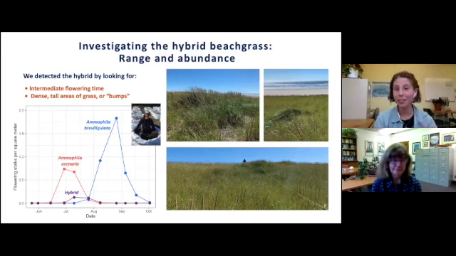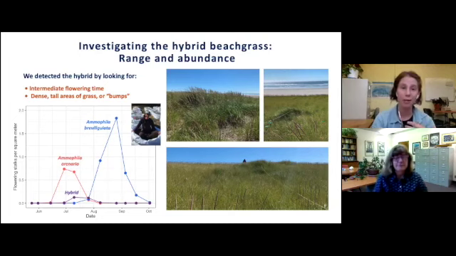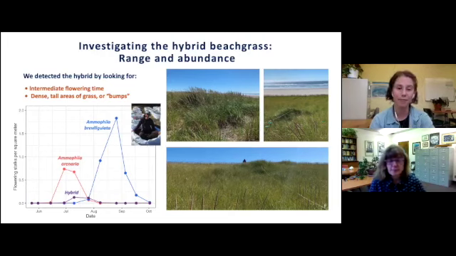The second thing we learned to look for on the dunes for the hybrid was these bumps or tall, dense patches of grass, which often turned out to be the hybrid, although it wasn't always foolproof. Sometimes Ammophila arenaria tricked us. But when combining it with our knowledge of the beachgrass's flowering time and being able to pick it out from far away, this could also be incredibly useful for finding the hybrid.